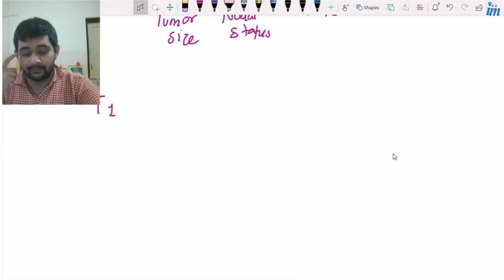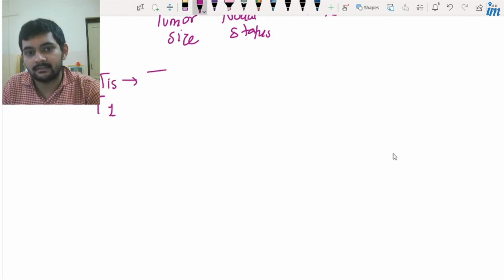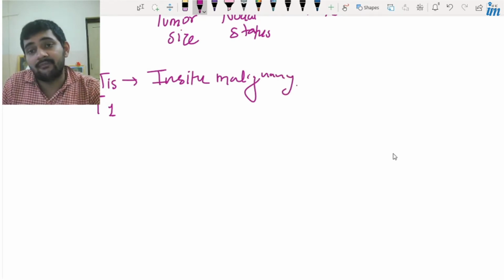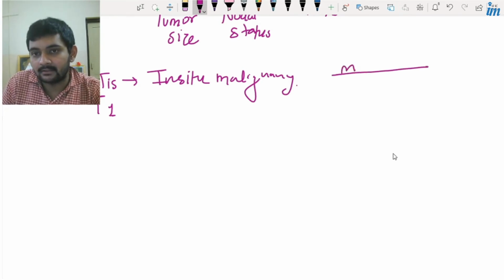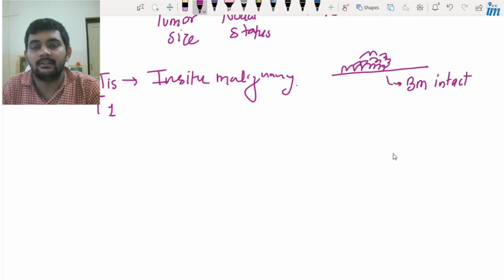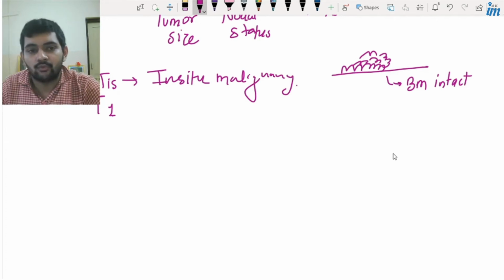So what is T1? Before the T1 there is TIS. TIS means it is an in situ malignancy, right? That means suppose they have done a histopathological investigation. This was the basement membrane. These are the cells above which look to be malignant, but the basement membrane is intact. This is what is called an in situ malignancy.